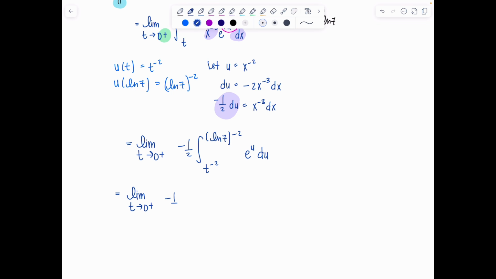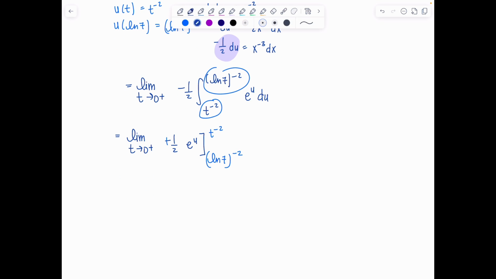We got this. So negative 1/2 e to the u evaluated from, you guys, I'm going to do something a little wild. I'm going to make this positive and actually switch these limits. So I'm going to put t to the negative second up here and ln of 7 to the negative second. And then I don't even have a negative out here. It'll help because the less negatives you have, the less chances you're going to make a mistake, especially when you have to evaluate the limit and whatnot. Okay, so limit, t goes to 0 from the right, 1/2 times e to the t to the negative second minus e to the ln of 7 to the negative second.